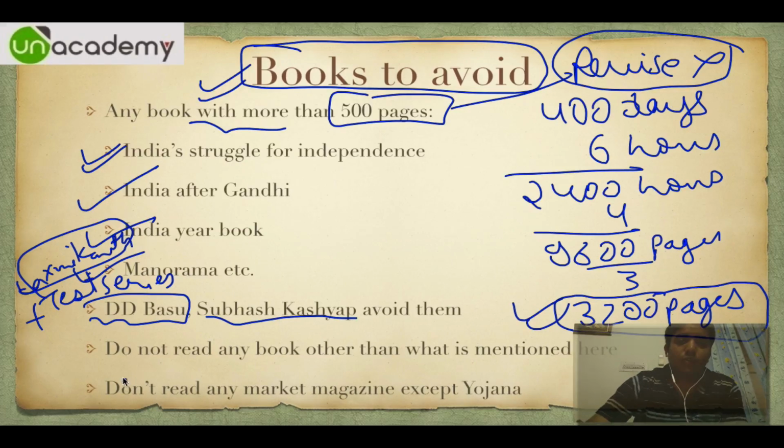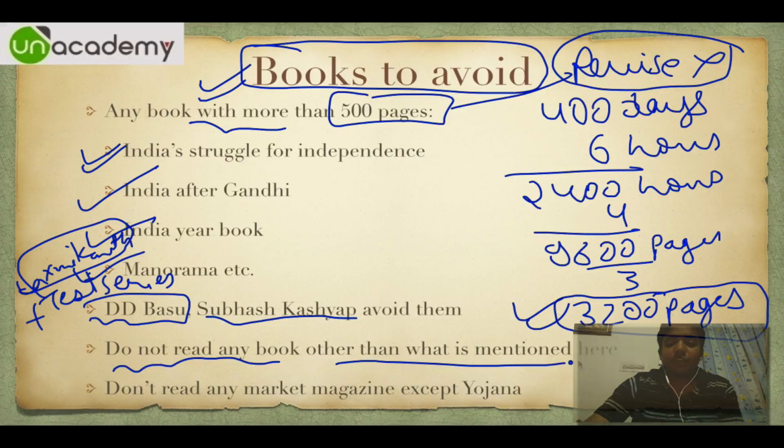So if you want a rule of thumb from my side, this is the thumb. You don't need to read any book other than what is mentioned here. If you do not read Spectrum, you can go for Bipin Chandra. There is no hard and fast rule, but that's the strategy which I followed, so I am sharing it with you.